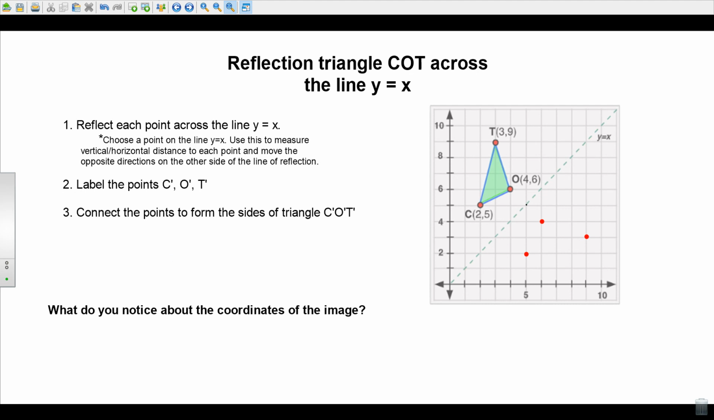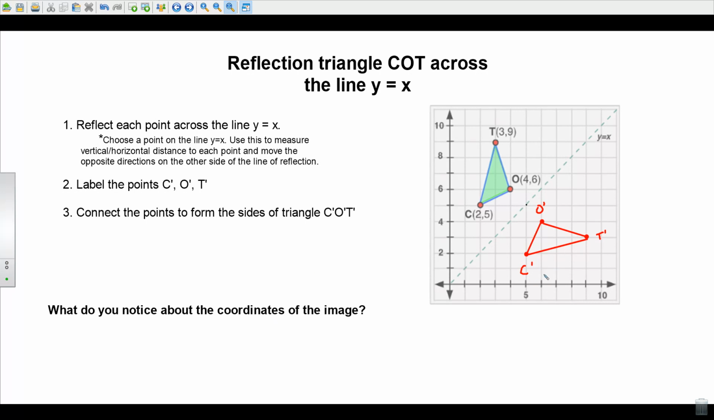Let's label these things. So this was C prime, O prime, T prime. Let's draw in the sides here. And it's always good to double check and make sure that it actually looks like a reflection across that line of reflection. I think it looks pretty good. Now let's put the coordinates here and we'll see what we notice about them.